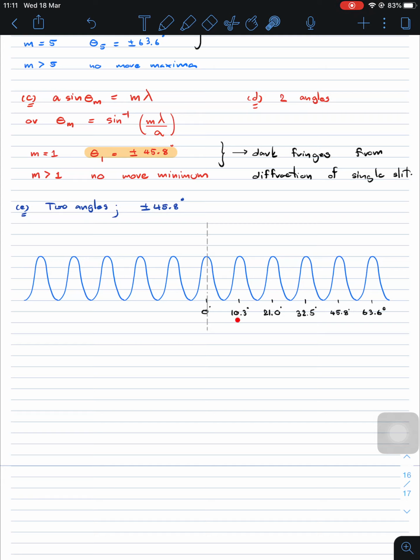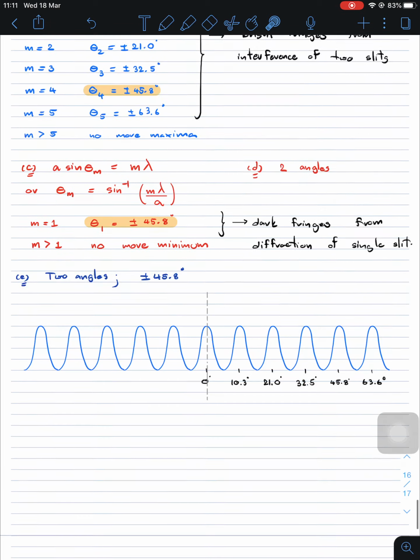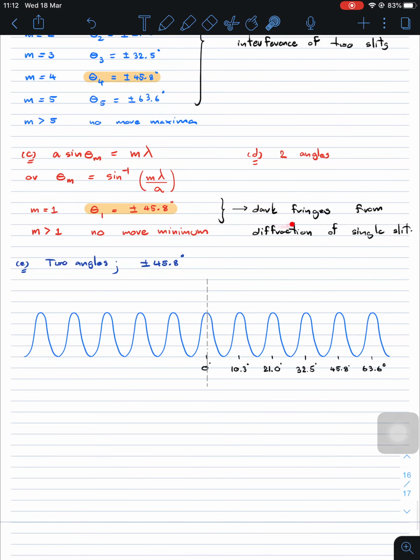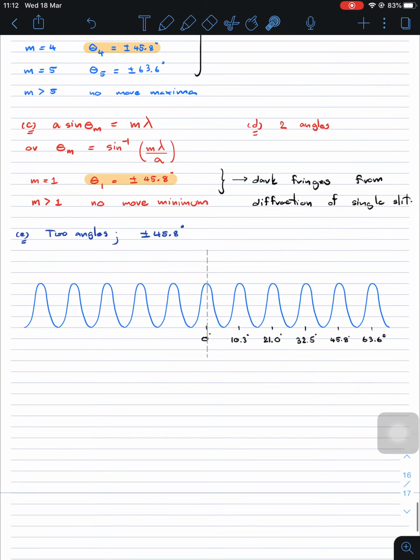And then this will be m equal to 1, 2, 3, 4, and 5. Don't forget that the blue color here just represents the interference, the bright fringes. But now for the diffraction of the single slit, let me use the red here. You can see that we have only theta equal to 45.8 degrees to be the minimum, or the dark fringe, from the diffraction by the single slit.